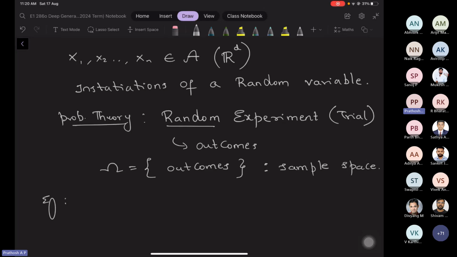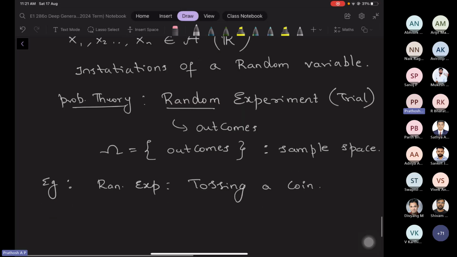Let's take the example of, I don't know why this suddenly gives me some weird shapes. Let's say that we have images, right? Okay, so even before coming to that, let's take easy examples. Now, a random experiment can be tossing a coin. I mean, all of you know this. Tossing a coin is a random experiment.